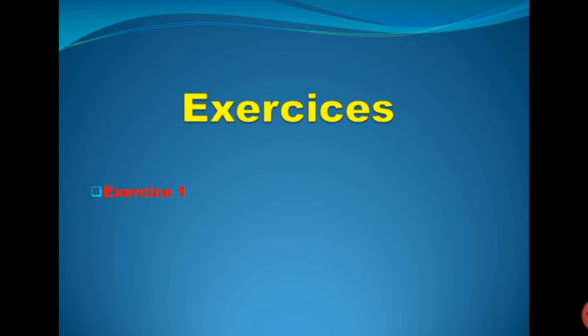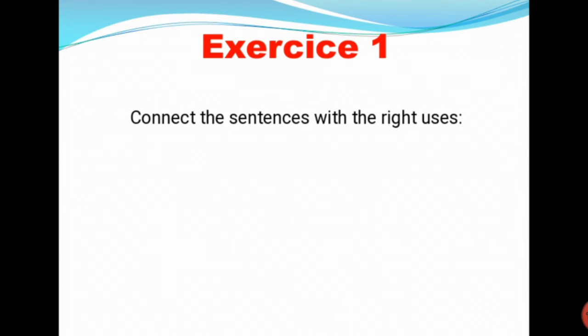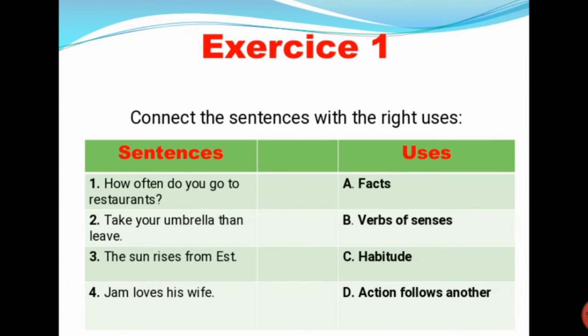Okay, the exercises, number 1, 2, 3. Exercise number 1: connect the sentences with the right uses. The first sentence: How often do you go to restaurants? How often? Often. Is it a fact, verb of sense, habit, or one action follows another? We said often, غالبا, so it's a habit.